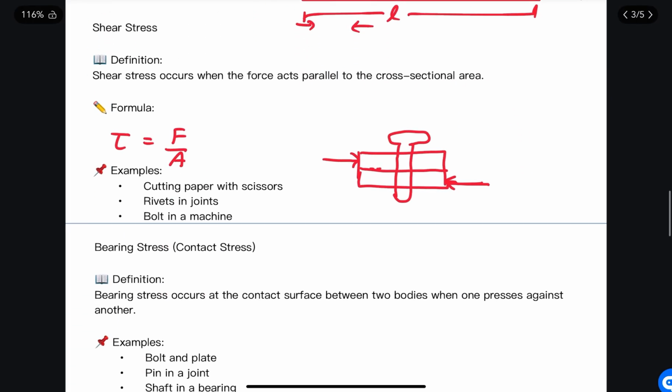So let's talk about shear stress, the third and main type, which is applied in about 50% of products. What's the shear stress? Let's take the first example. There are two plates, plate one, and there is plate two, which has the rivet joint.